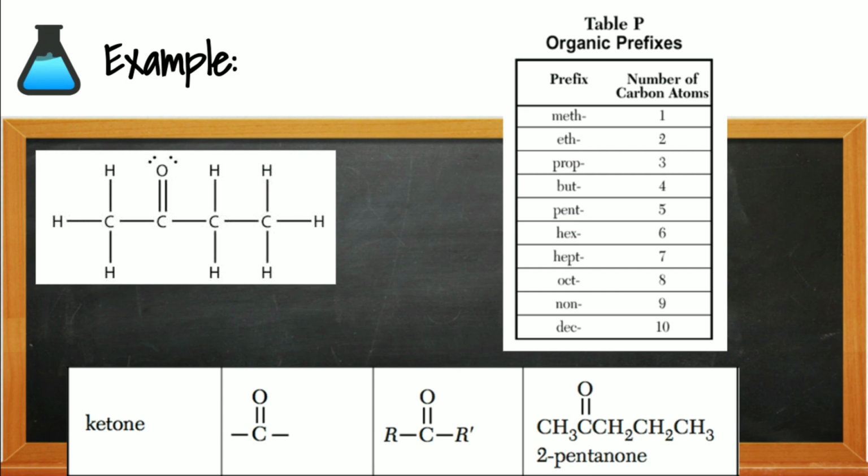So let's look at this example. We're going to name this example. We can see that we have this special double bonded O, and it is located at position number 2 in my carbon chain. So I'm going to also call this 2, but my carbon chain has just 4 carbons. So this is 2-butanone.